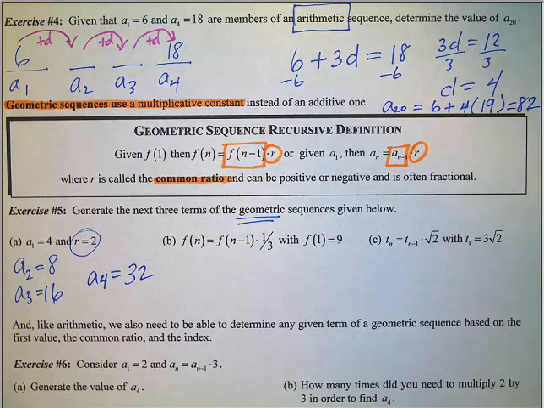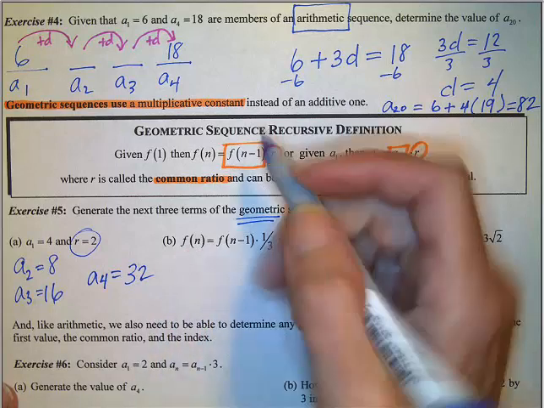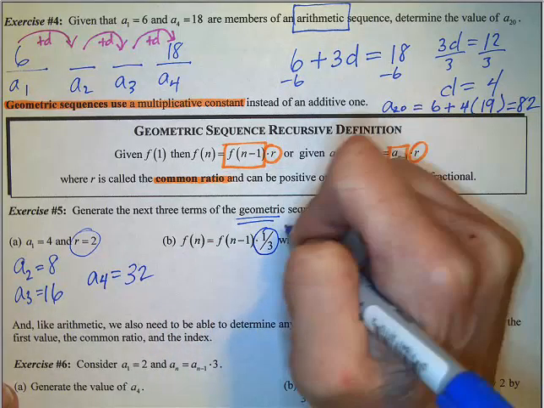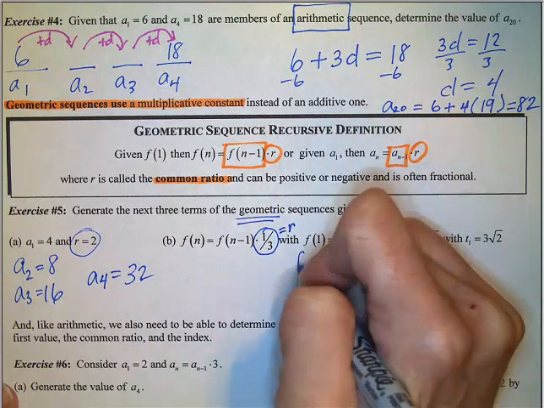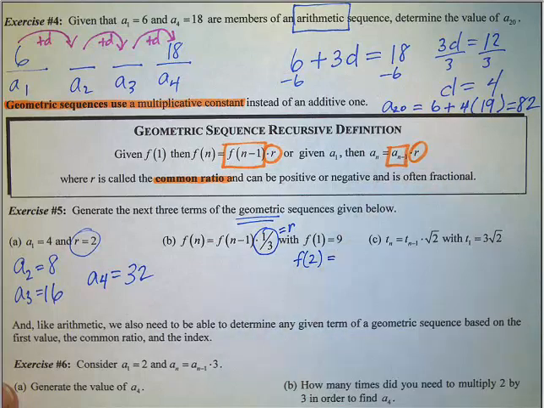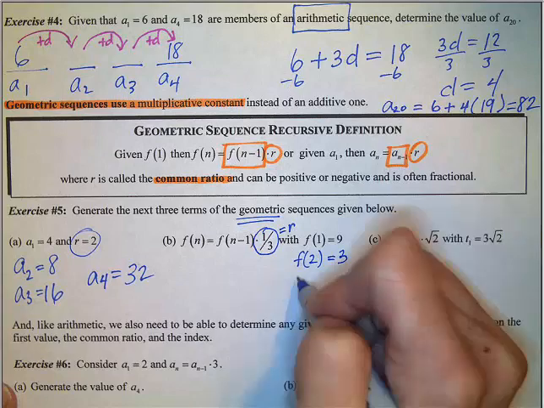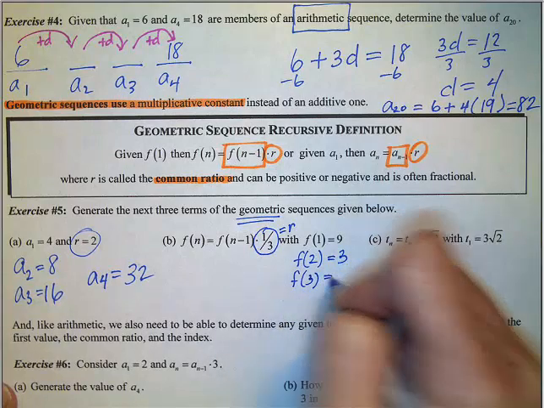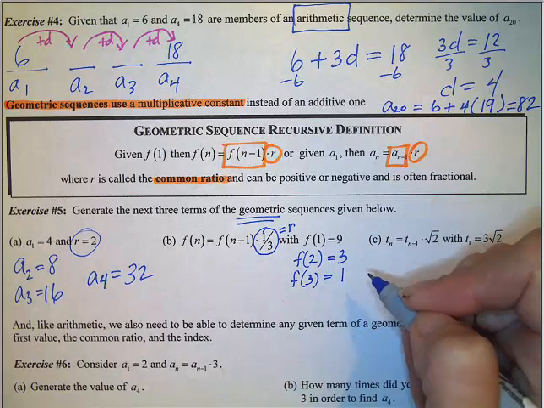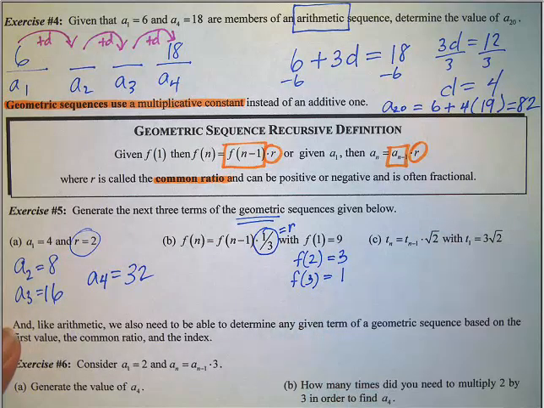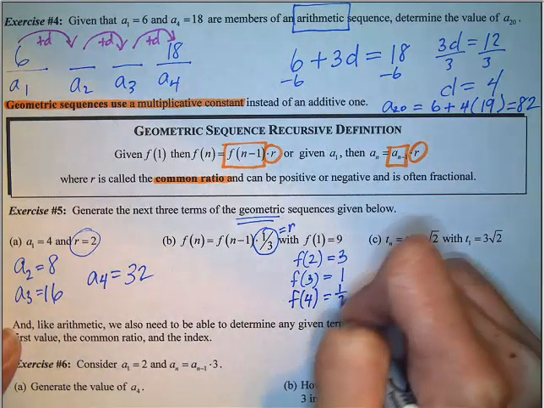In B, what's our pattern? Some term equals the term before it times 1/3. So this is your common ratio, this is r. So your first term is 9. So that means your second term is to multiply by 1/3. So 3. Your third term is to multiply by 1/3, which is 1. And your fourth term is to multiply by 1/3, which is 1/3.